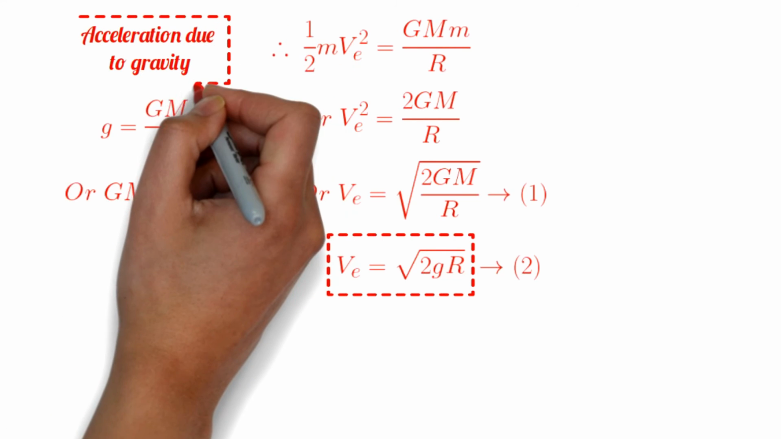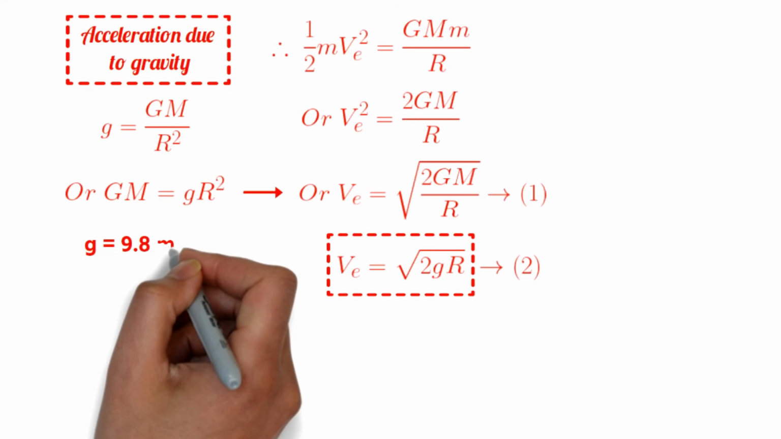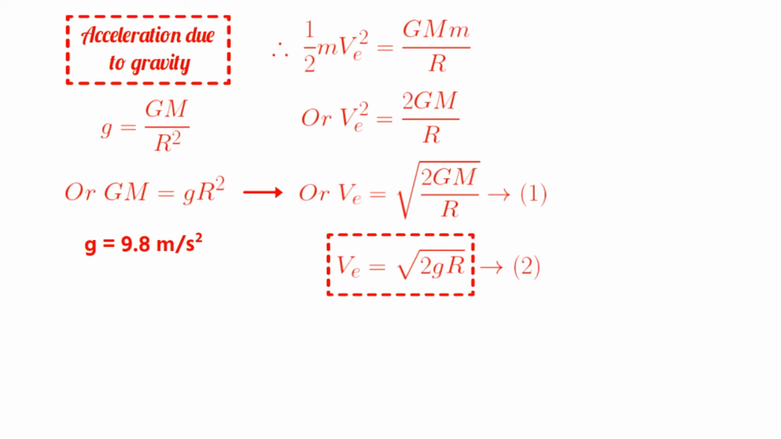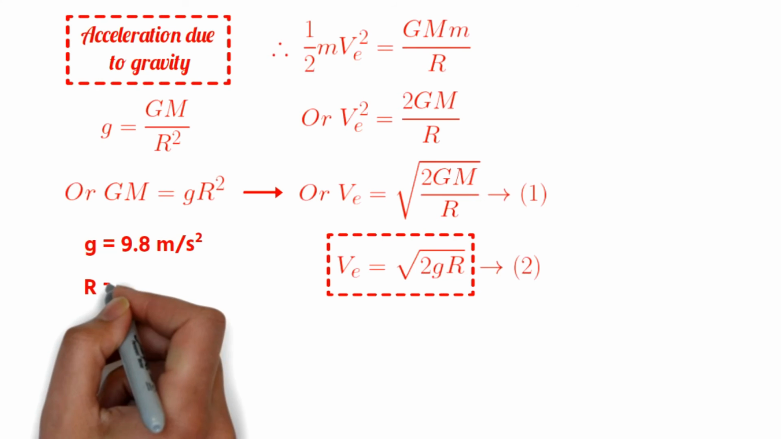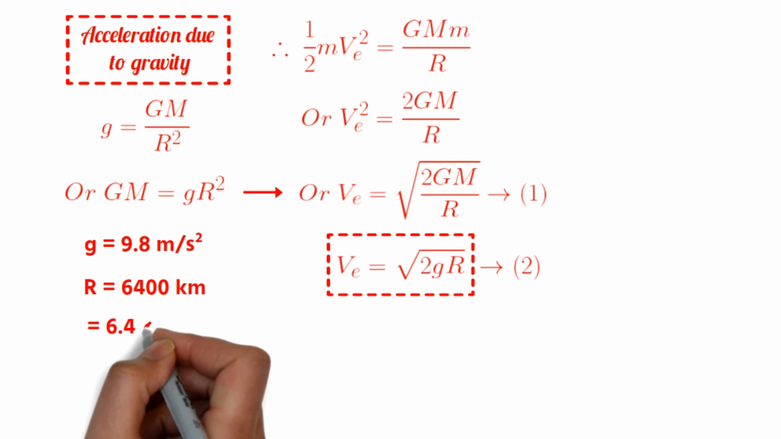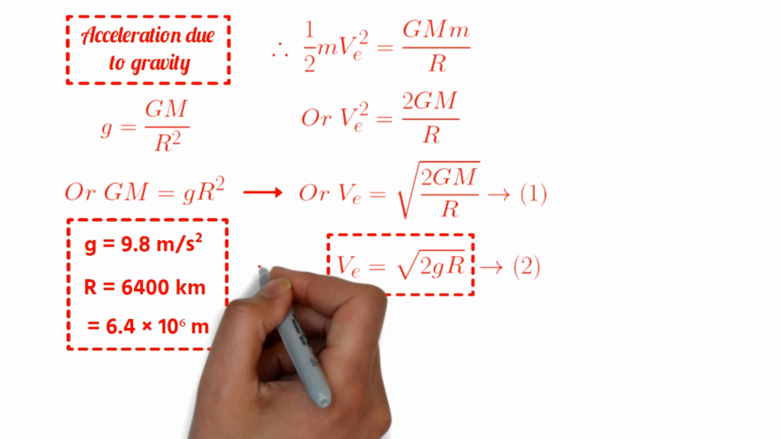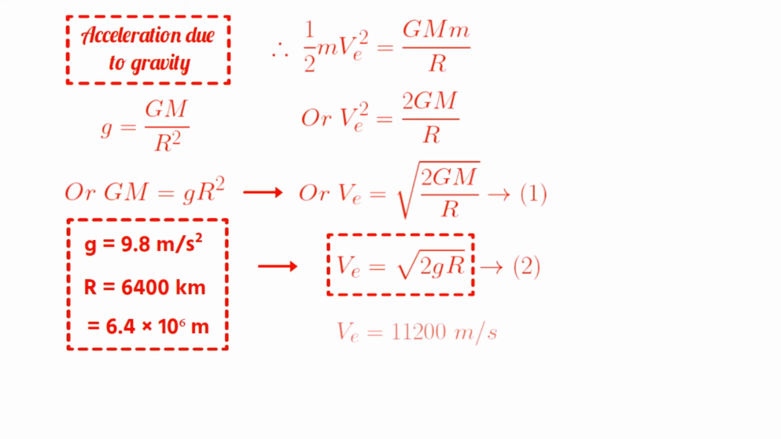We know the acceleration due to gravity on the surface of the Earth, small g is equal to 9.8 meter per second square, and the radius of the Earth, capital R is equal to 6,400 km, or 6.4 into 10 to the power 6 meters. Now substituting these values in equation number 2, we get Ve is equal to 11,200 meter per second, or 11.2 km per second. This value is the measure of escape velocity of any object on the surface of the Earth.